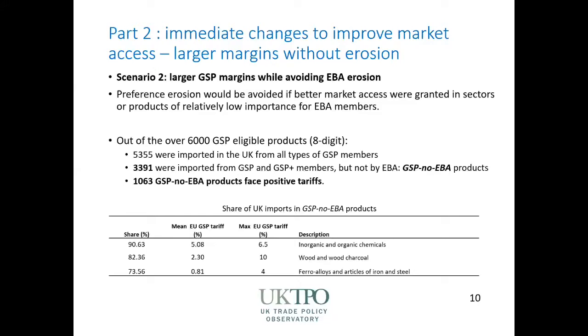And if you wonder where these products sit in the sector spectrum, we computed the share of UK imports from GSP countries that are not traded by EBA members, out of the total imported from GSP countries. This share is 90% in chemicals or 82% in wood and wood charcoal. So there are sectors where EBA countries trade so little with the UK that it would be sensible to think of increasing preference margins for GSP countries.